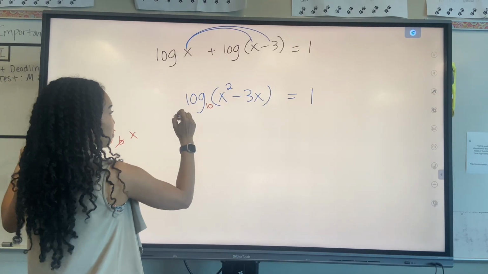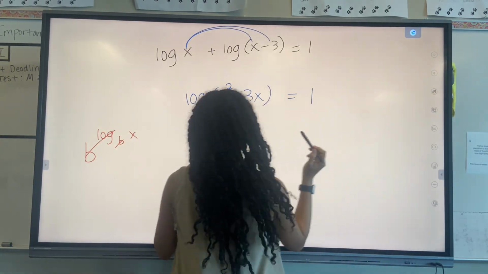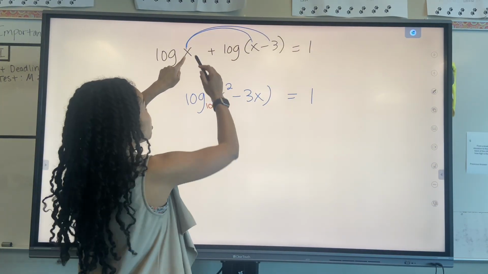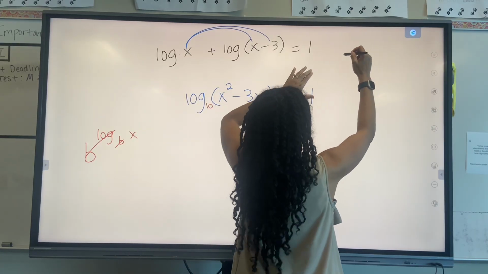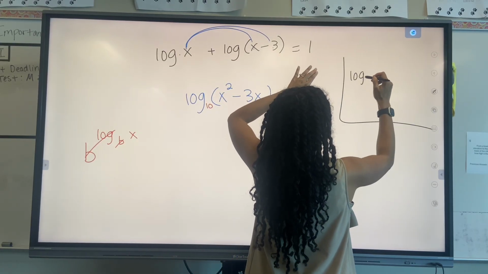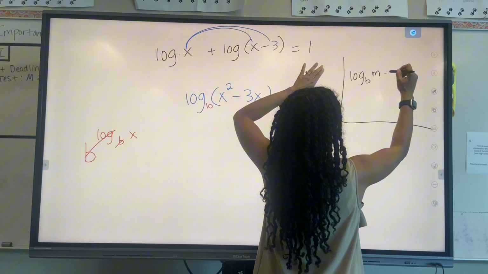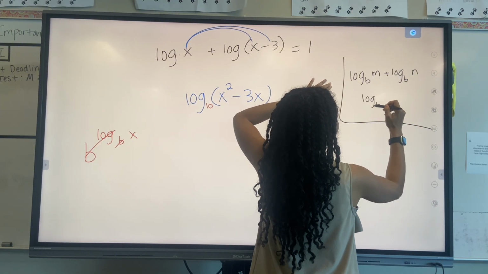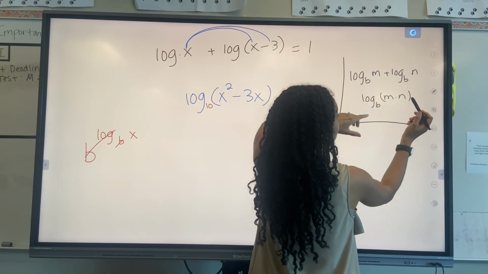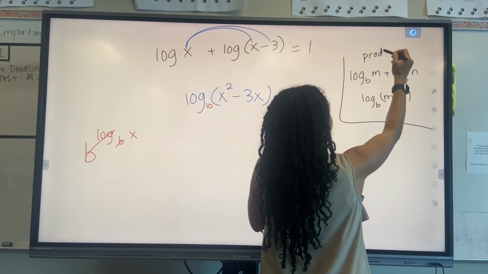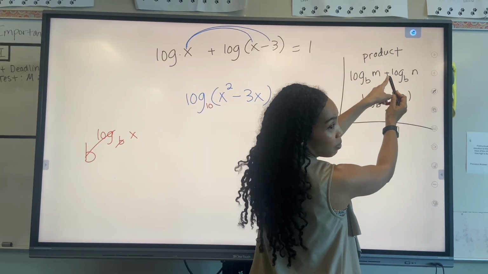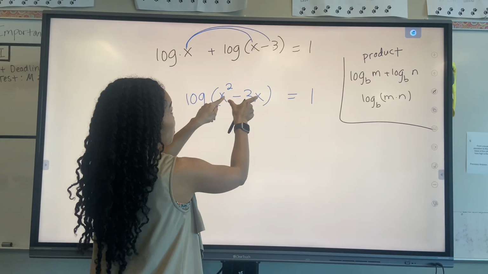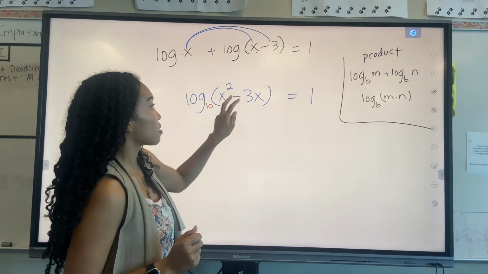Why'd you distribute the x? This is the product property. So you distribute this to both of these because the rule is if you have log base m plus log base n, you can do a single log and multiply them. Okay. So this is called the product property. So we have 2 logs separated by a plus sign and the bases are the same. So the rule is you can multiply the insides. So that's what I did. X times both of these things.